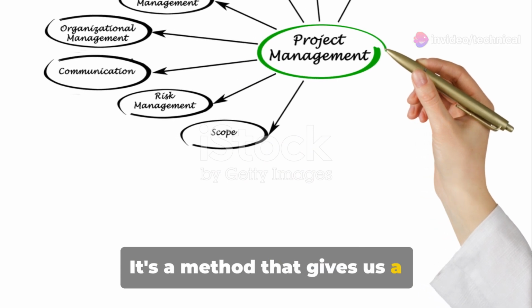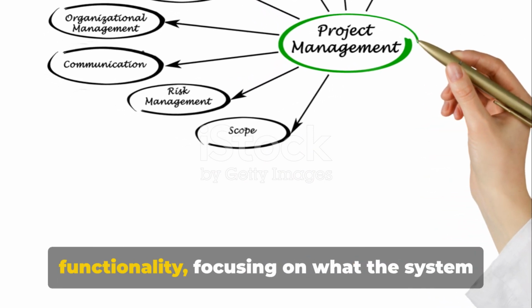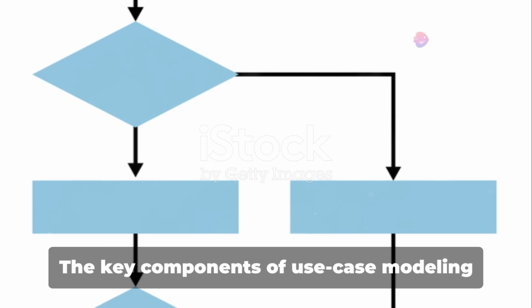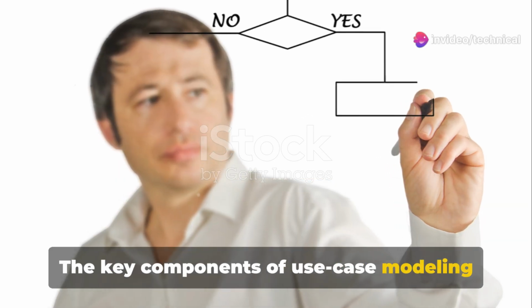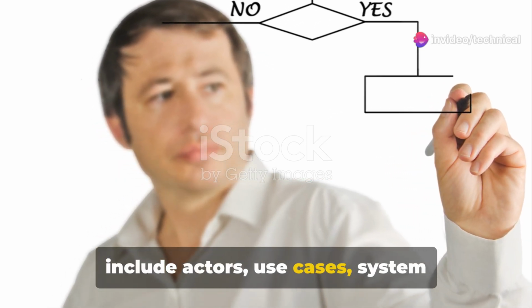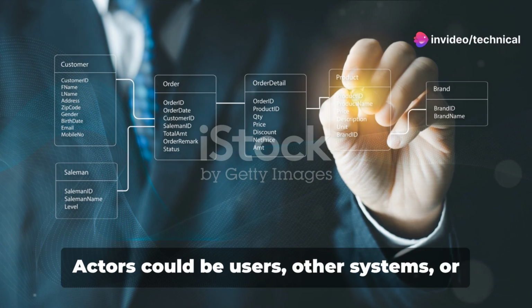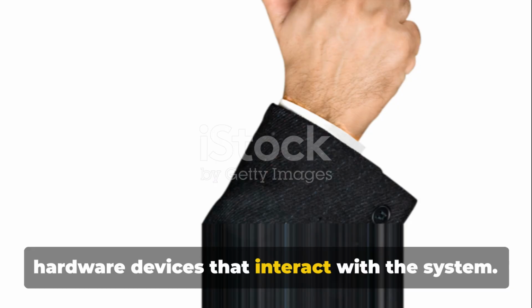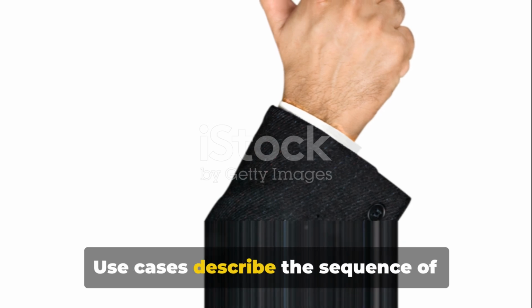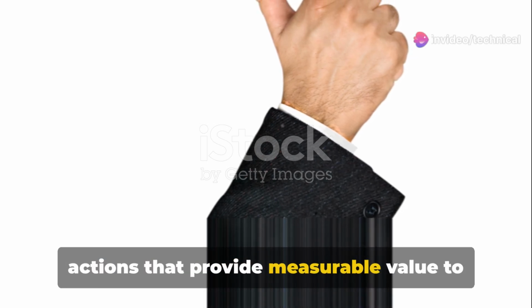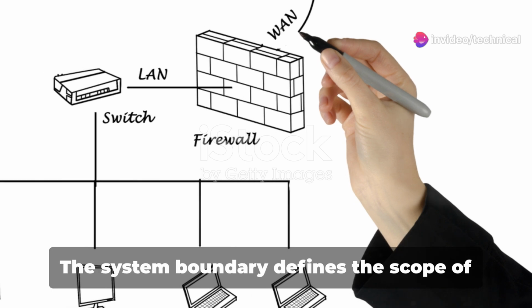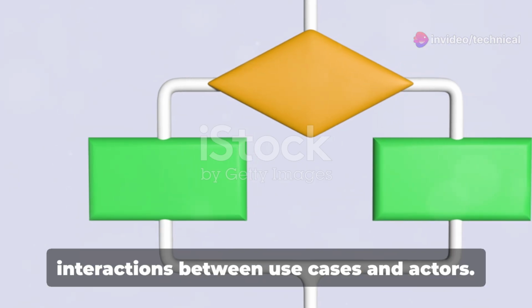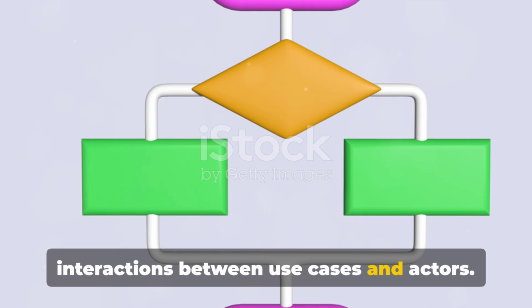It's a method that gives us a user-centric perspective of system functionality, focusing on what the system does rather than how it does it. The key components of use case modeling include actors, use cases, system boundary, and relationships. Actors could be users, other systems, or hardware devices that interact with the system. Use cases describe the sequence of actions that provide measurable value to these actors. The system boundary defines the scope of the system, and relationships show interactions between use cases and actors.